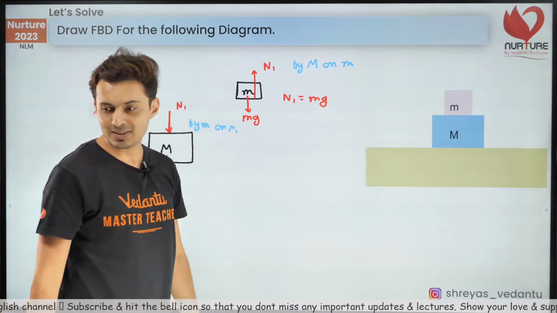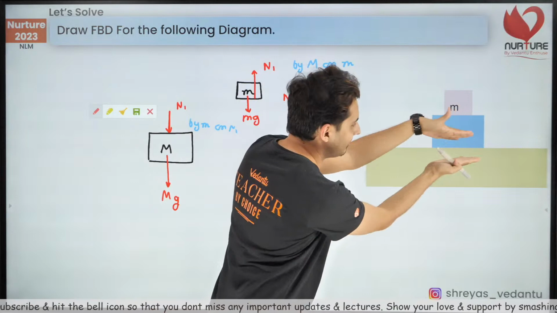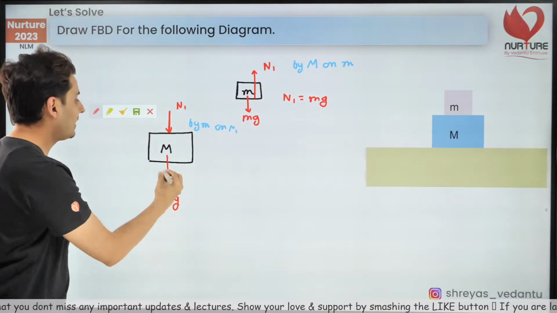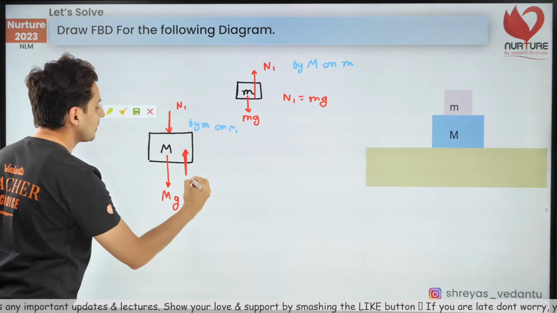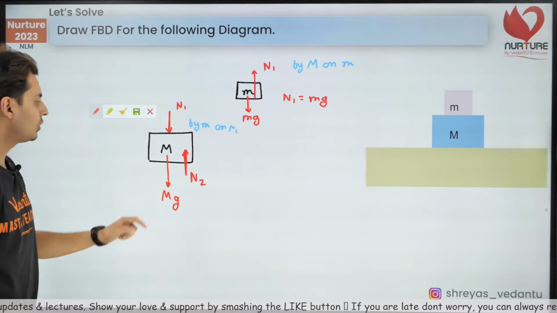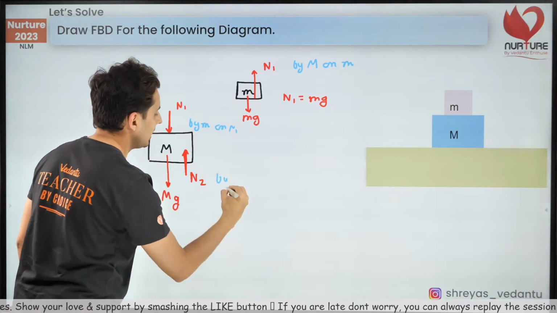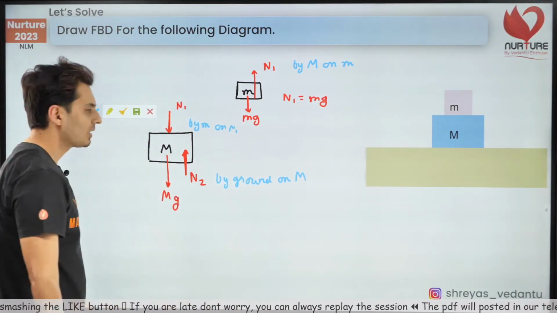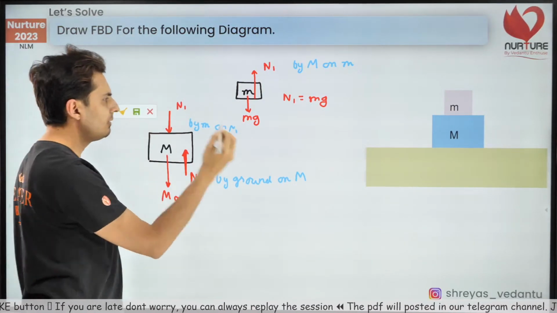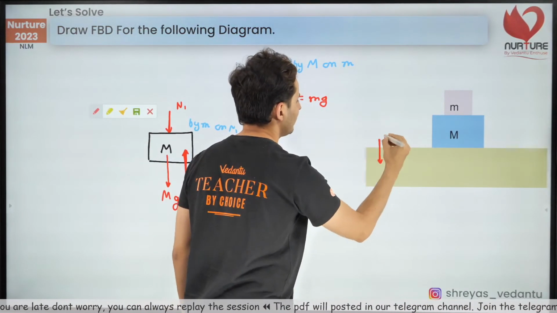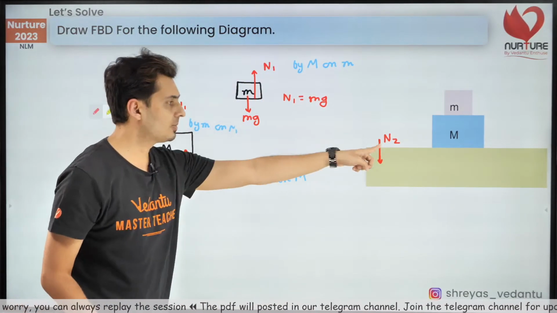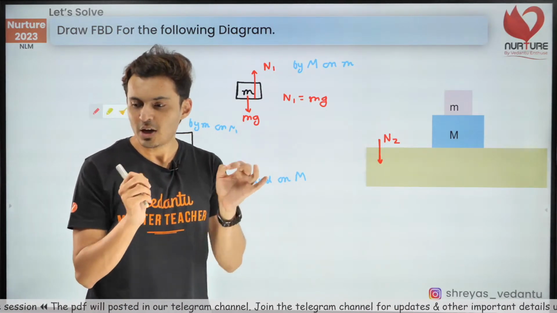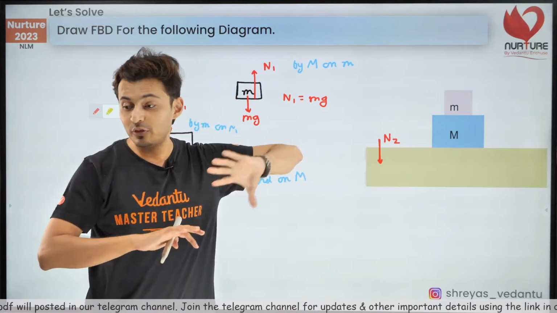There is one more force which is missing, and that force you can see is over here. Two surfaces are in contact, right? So if two surfaces are in contact, there should be a normal, and hence there will be one more normal from here like this. This is the normal by the ground on capital M. So if you had to draw the reaction of it, you would show it like this. This will be N2. So this will be the action, and this will be the reaction on the ground by capital M.